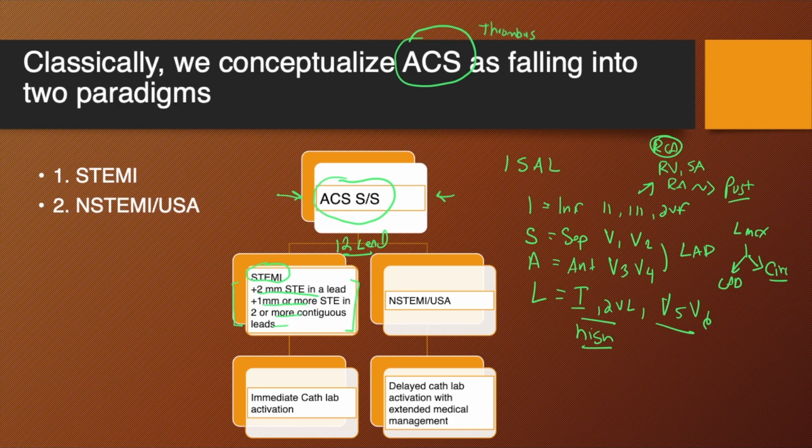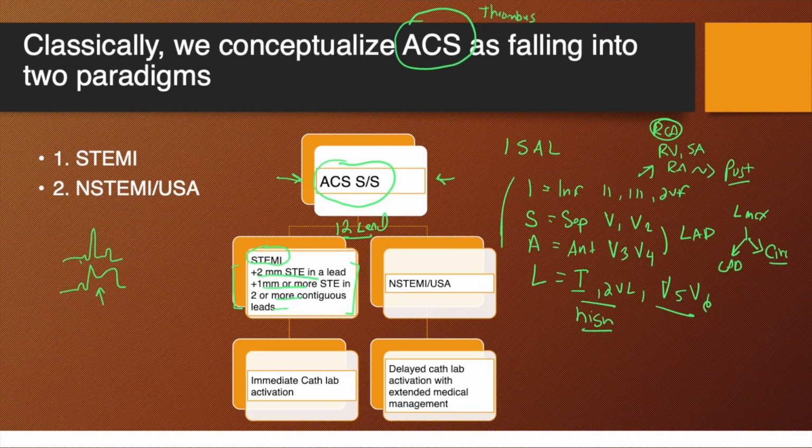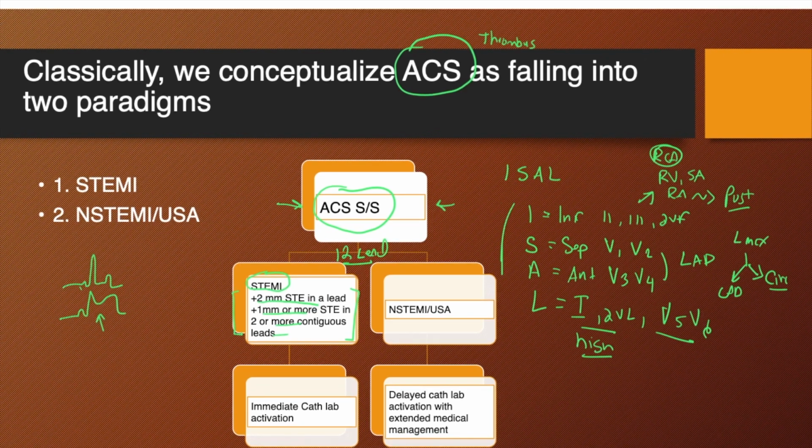and V6. So if you have STEMI criteria, so here's your QRST, and then with the ST elevation, you'll get a J point that elevates above the baseline. If you have greater than 2 millimeters of this in a single lead, or greater than 1 millimeter in 2 or more contiguous leads, then we call that a STEMI, or an ST elevation myocardial infarction.